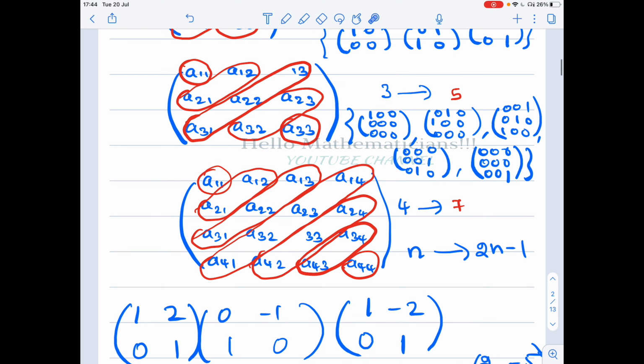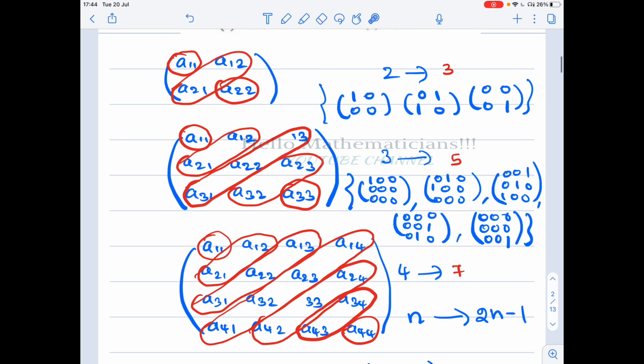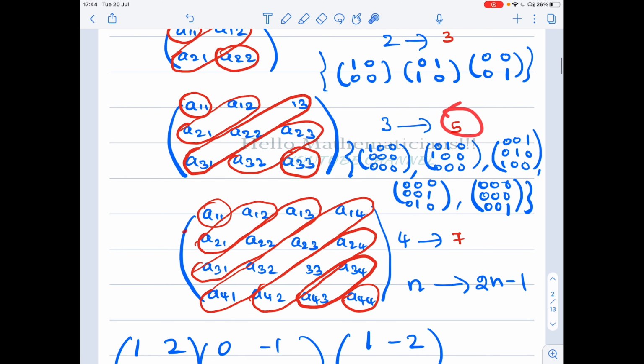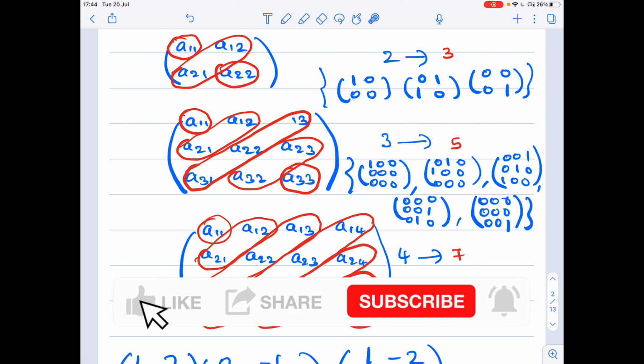You can actually immediately generalize for n. For n you will get 2n minus 1. How do you know? For 2 you get 3, for 3 you get 5, similarly for 4 you are getting 7. So what is this sequence? It is basically 2n minus 1.